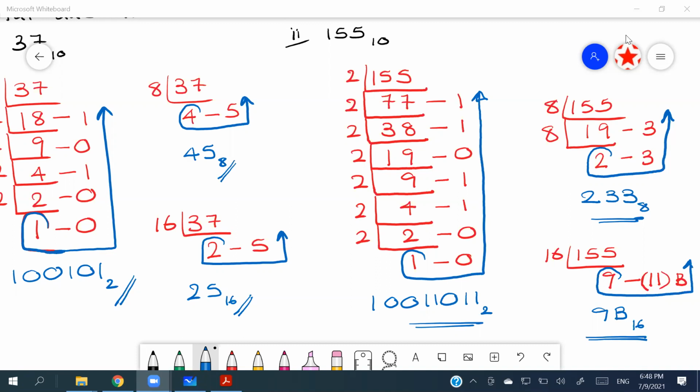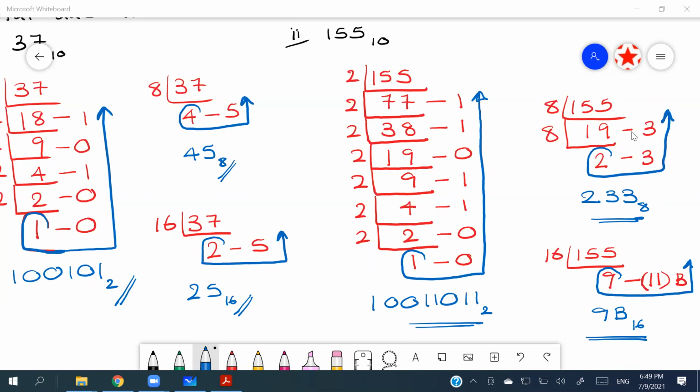Yeah, simple B will be okay, but it's better you go with the capital letters, right? Because it's usually introduced from the capital. It doesn't matter that you write it in simple, but it's better you go with the capitals.